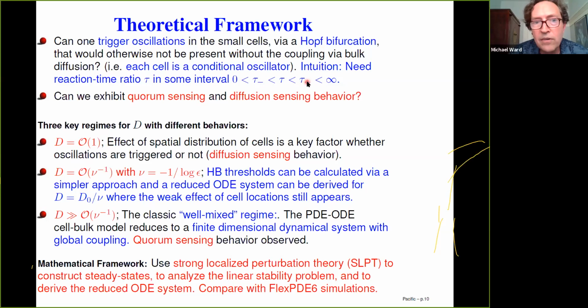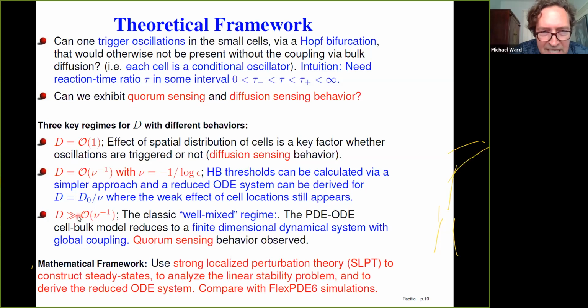And from this model, can we exhibit what I said before, quorum sensing behavior determined by the cell density, diffusion sensing behavior, that oscillations are triggered by the diffusion coefficient and the cell configuration? It turns out there are 3 key parameter regimes, distinguished limits for this bulk diffusivity. D is order 1 as epsilon goes to 0. The spatial distribution of cells is very key. I cannot think of this as being a well-mixed limit.